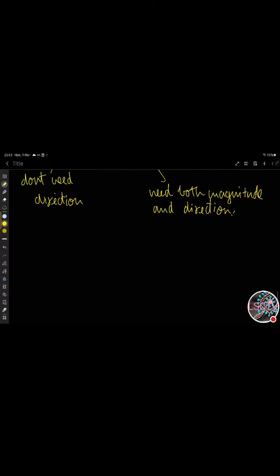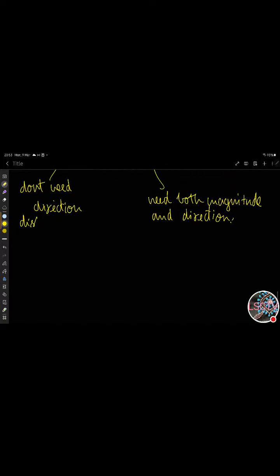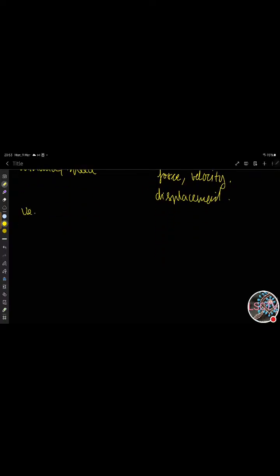What are examples of scalar quantities? Distance, speed, etc. What are examples of vector quantities? We have force, then velocity, then displacement, and many more. Okay, I will explain vector quantities right now.